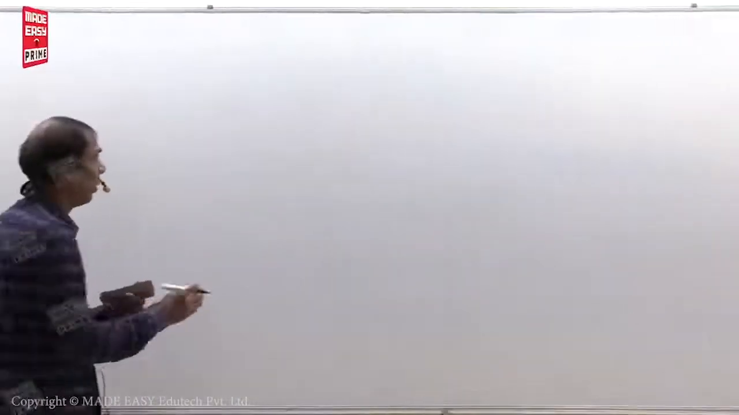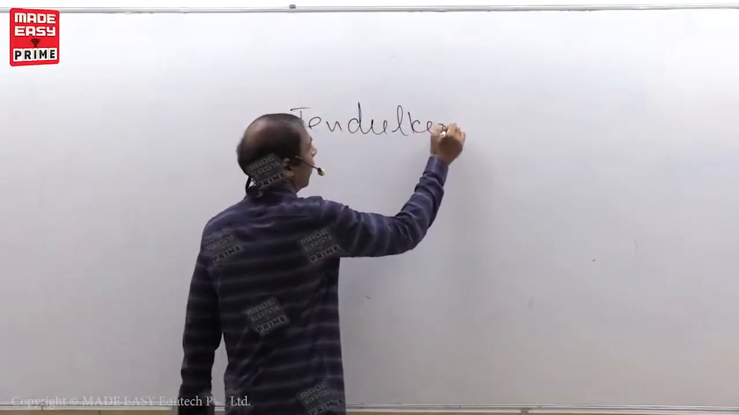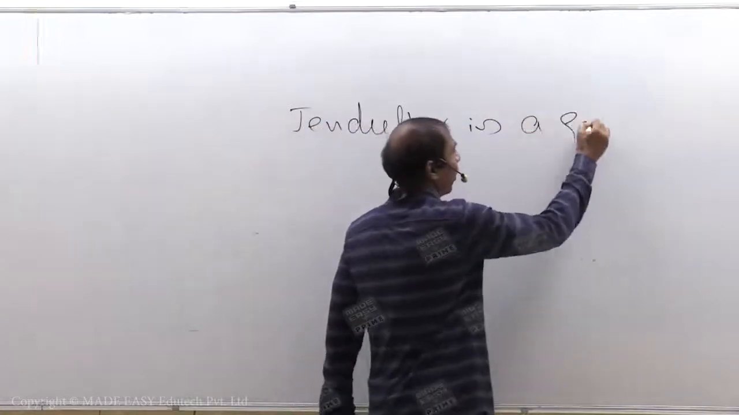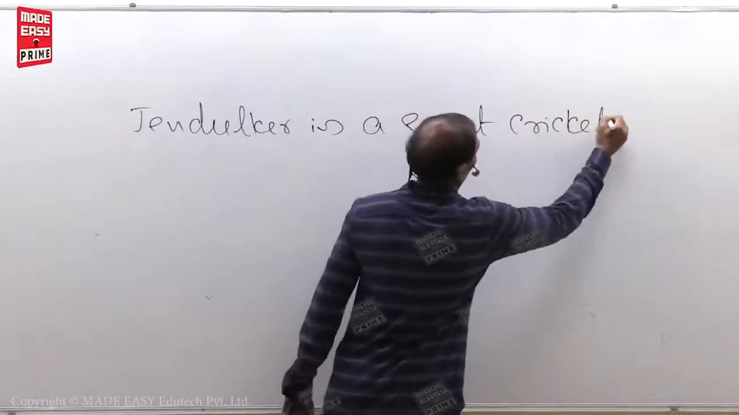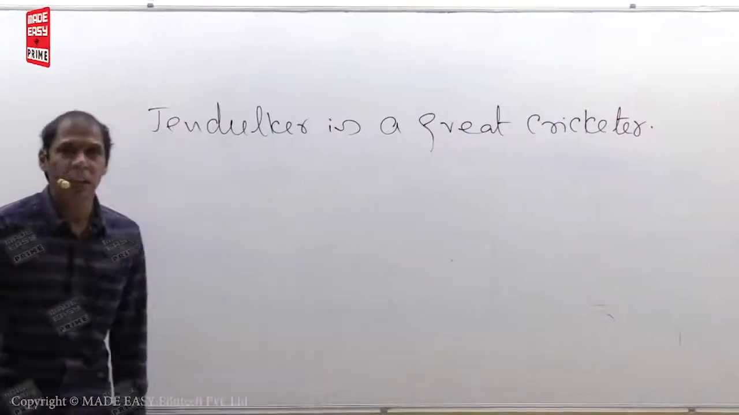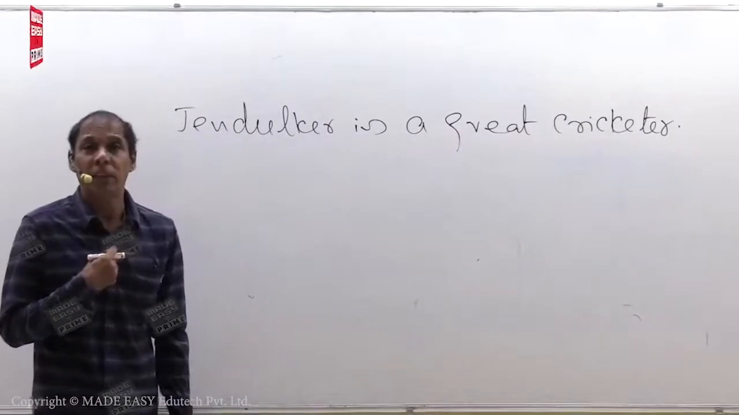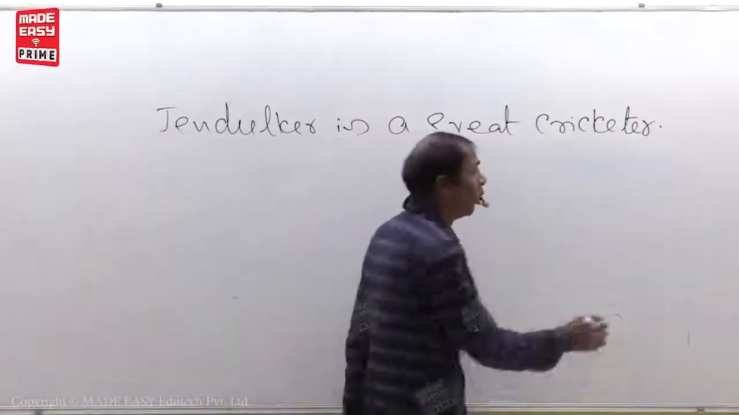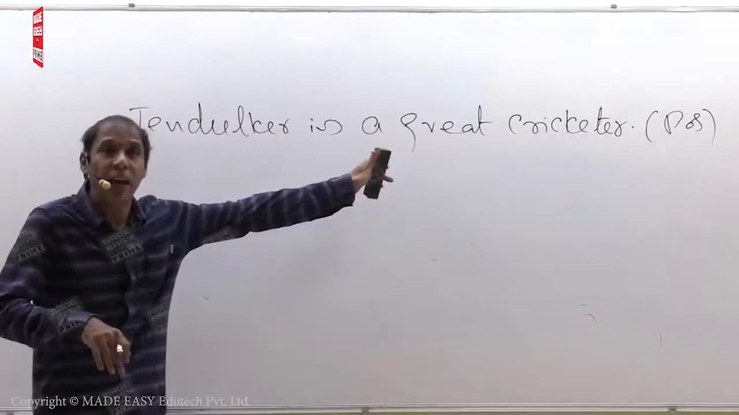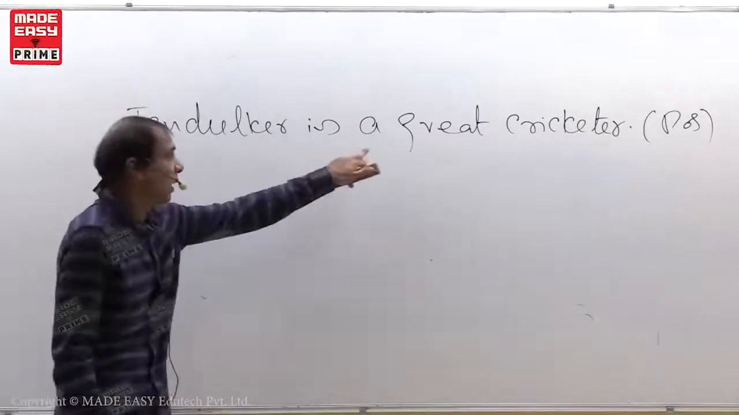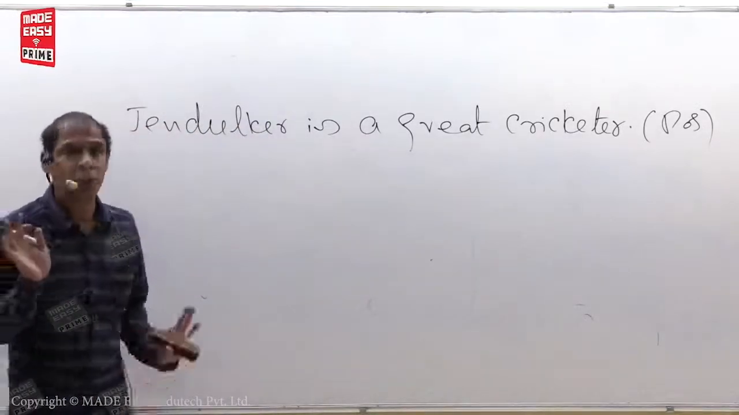See, let us take one example. Tendulkar is a great cricketer. Now this, see, a sentence that gives accepting sense. That sentence is called positive sentence. See, the sentence is giving us the meaning of accepting sense. A sentence that gives accepting sense like this. These sentences are called positive sentence.